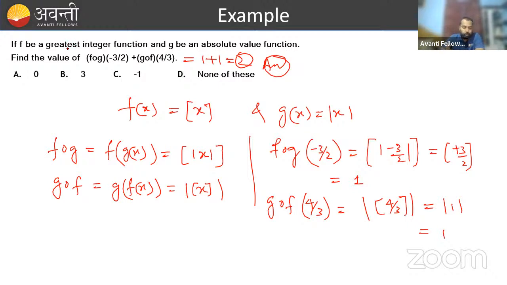Is there any doubt? You can ask. If there is any doubt in this, you can ask. Okay? Tell me, is there any doubt in this? Okay, chalo, fine. Let's move.